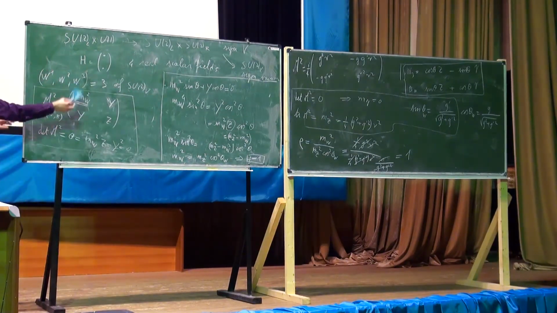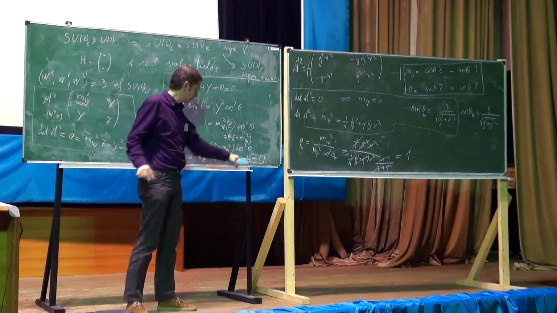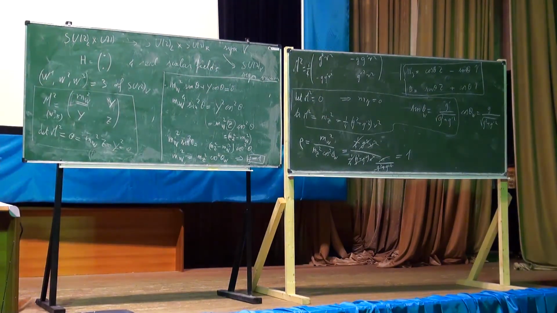So you don't need to know exactly the details of this mass matrix, but what you know is that when you diagonalize this mass matrix, automatically the rho parameter is equal to 1. So that's a good prediction of any theory that satisfies custodial symmetry.